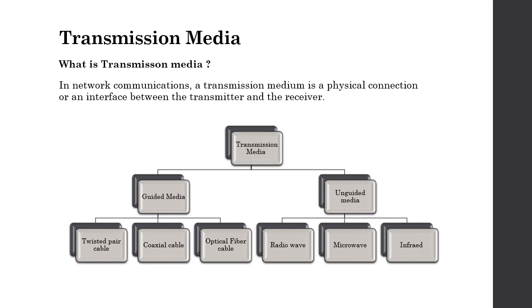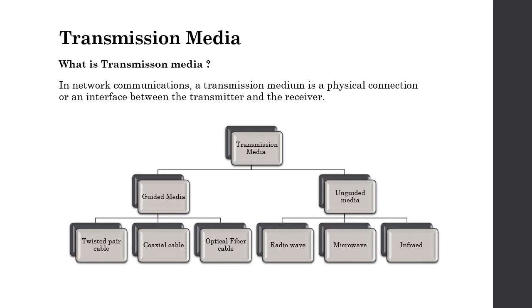So we will talk about guided media. In this type, the signals are transmitted directly through physical links. So this is what guided media is. The main features of guided media are that it is secure, high-speed, and used over small distances. This type of media is divided into three parts. Here are the three parts of guided media.